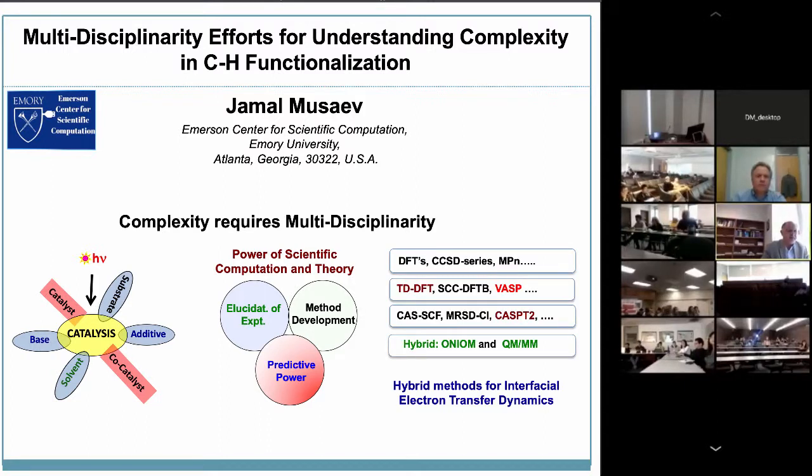My group at the Emerson Center of Emory University uses all available computational methods in a collaborative way with our colleagues, as well as developing new theoretical approaches to complex problems if necessary. In order to demonstrate the scope of my group's collaborative efforts, let me show you two from several projects.